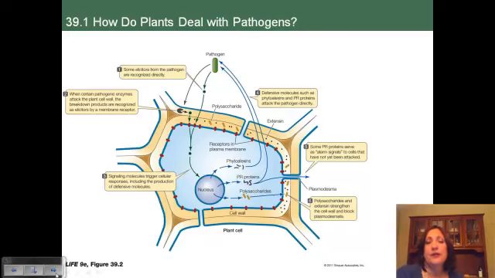Okay, so here is a signal transduction pathway showing us how a plant might deal with a pathogen. Here is our pathogen, and the pathogen might produce some kind of an elicitor. It's going to elicit an immune response from the plant. Here might be an enzyme that maybe a fungus has produced that's going to break down the cell wall or something, and that is recognized as an elicitor. It's going to bind to a cell membrane receptor.